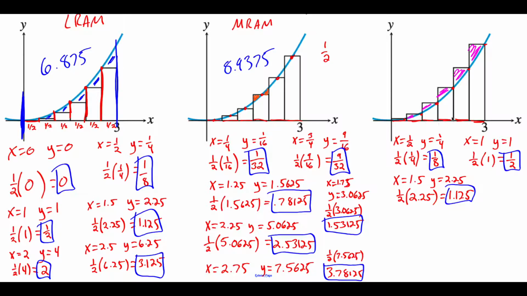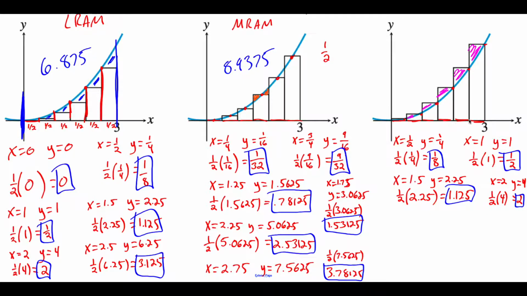Now I'm going to start boxing these areas before I lose any numbers. My next right endpoint is going to be at an x value of 2. If I plug that into my function and square it, that's a y value of 4. So we take our base width of 1/2, multiply by the height of the rectangle, which is 4. 1/2 of 4 is 2. And again, I'll box that so I don't lose that number.